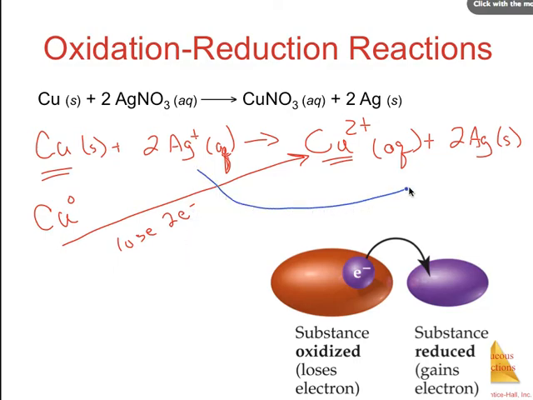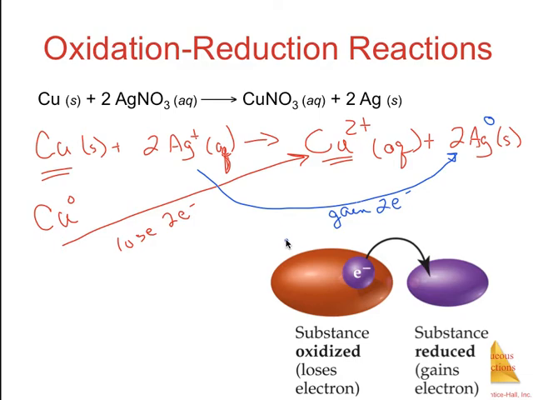Kind of in the same vein, to go from silver plus 1, 2 atoms, or 2 ions, going to make 2 atoms of the silver metal with a 0 charge, it had to gain 2 electrons. Okay? You cannot have oxidation without reduction. If something is going to be losing 2 electrons, there has to be something in the system to gain those 2 electrons. Otherwise, these reactions wouldn't happen.